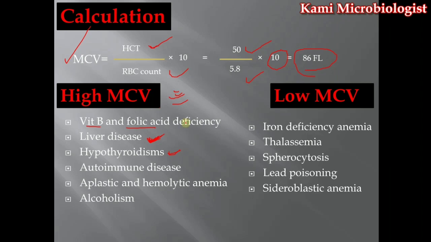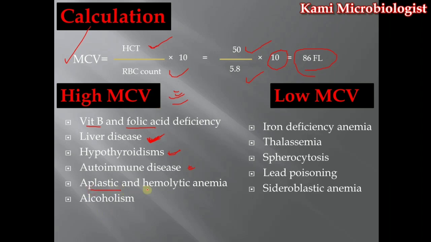Then we have autoimmune disease. Now, how can autoimmune disease cause a high MCV value? Because autoimmune disease will attack a healthy organ, for example the bone marrow. If the autoimmune cells attack the bone marrow, the MCV value will get high. Because we know bone marrow secretes blood cells. If it is disturbed, a high number of blood cells or abnormal red blood cells will be secreted. That's why it can cause a high MCV.